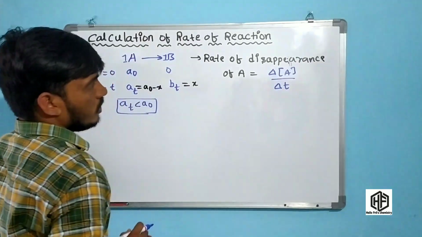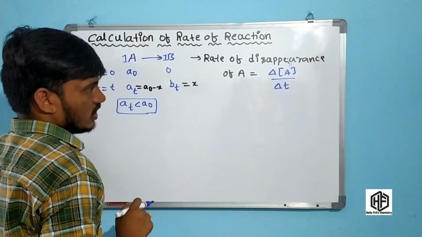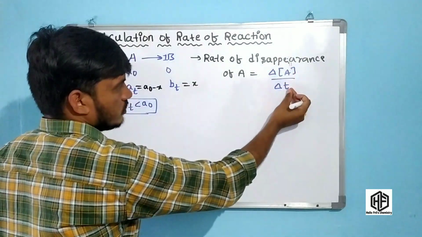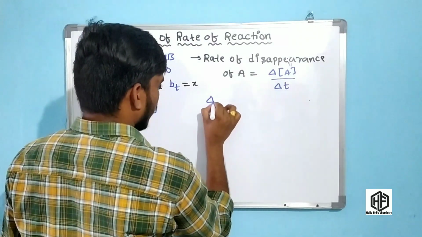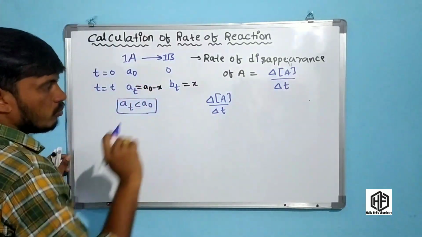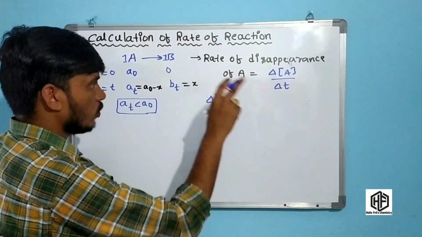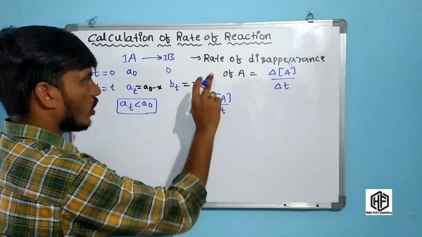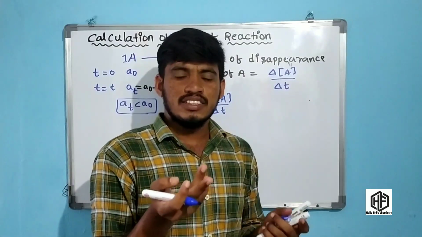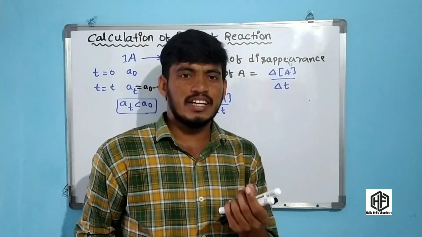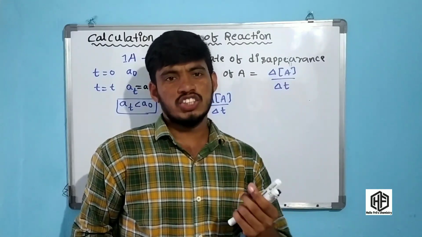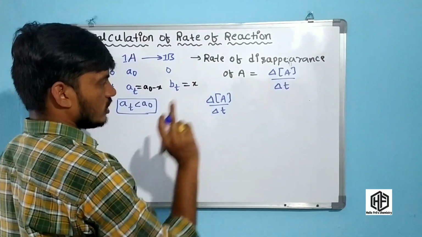Now in this rate of disappearance, in this reactant case, we have to calculate the change in concentration of A by change in time. Friends, one more important point: rate cannot be negative, rate is positive. That is the main point, because rate is speed or velocity, and speed and time are positive values. So the rate is positive.